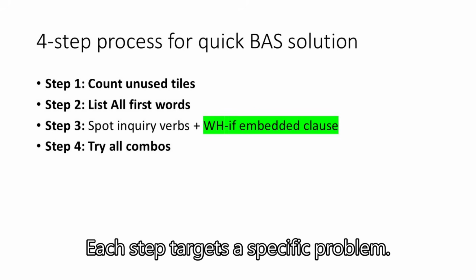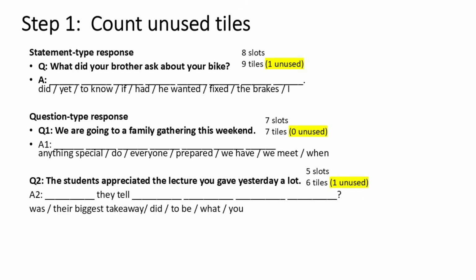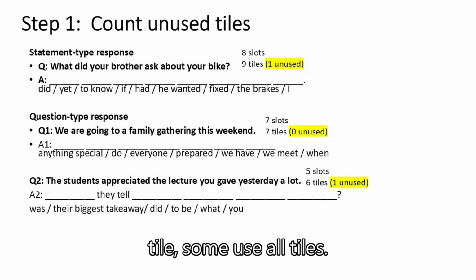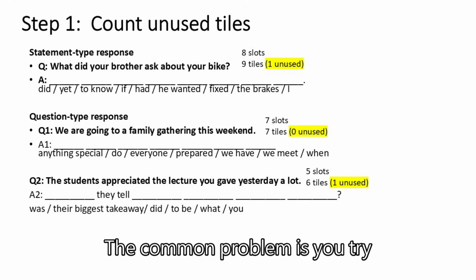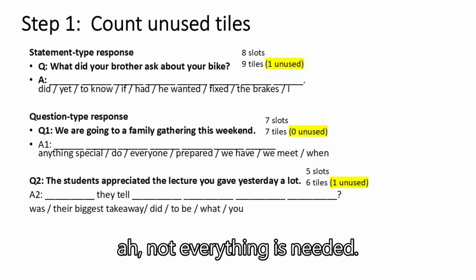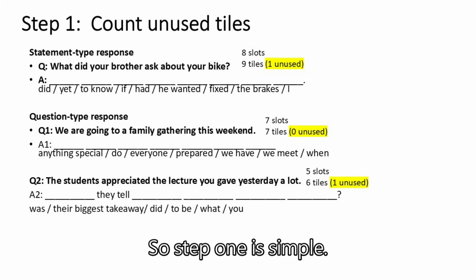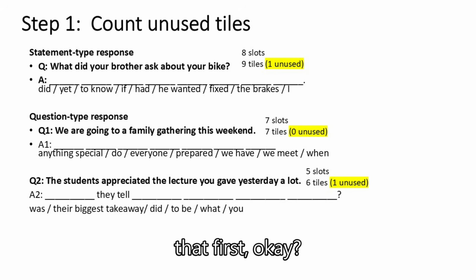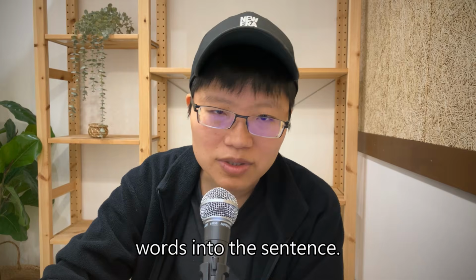Each step targets a specific problem. Step number 1, count unused tiles. Look at these 3 questions. You'll notice some have 1 extra tile, some use all tiles. The common problem is you try to use every tile and the sentence doesn't work. Then at the end, you realize, not everything is needed. So step 1 is simple. Just count the tiles and then count the empty slots and do that first. That way you don't force extra words into the sentence.